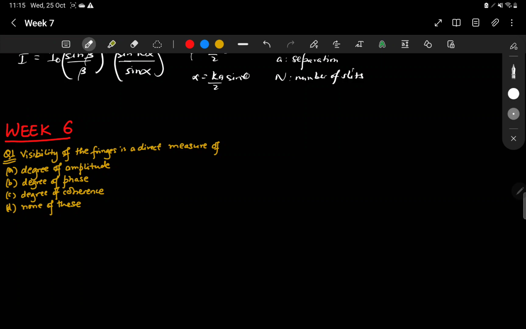So visibility of the fringes is a direct measure of the degree of coherence, and let us see how. The electric field will be a superposition of the fields from 2 points. The intensity is the expectation of mod E squared.